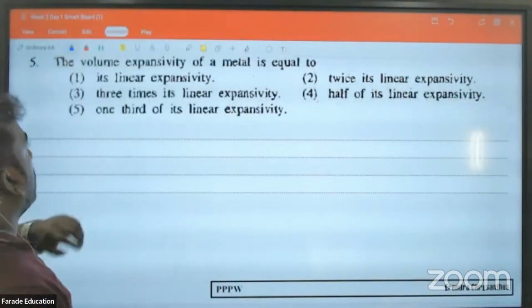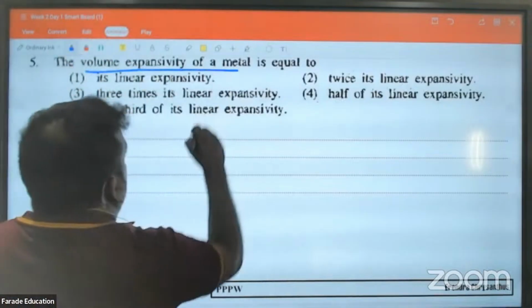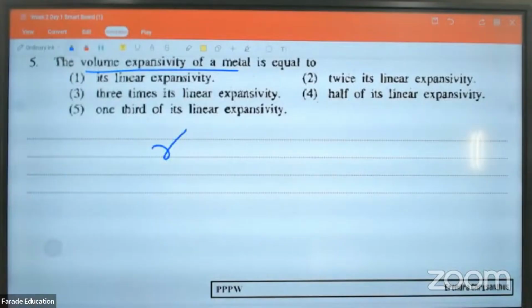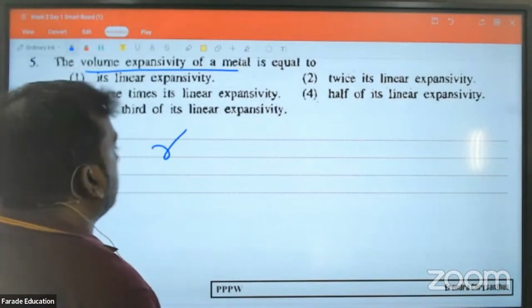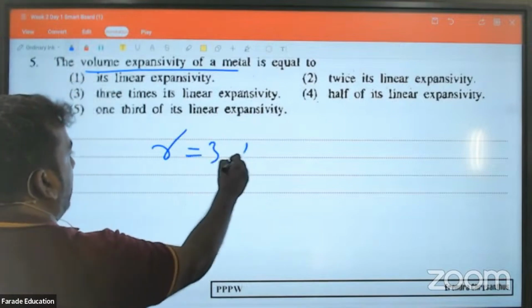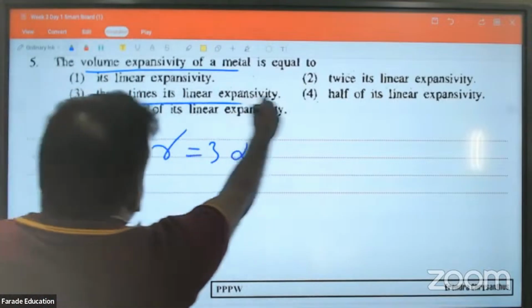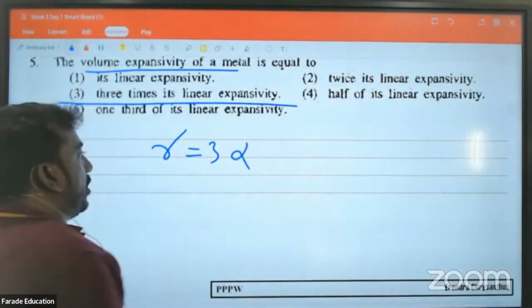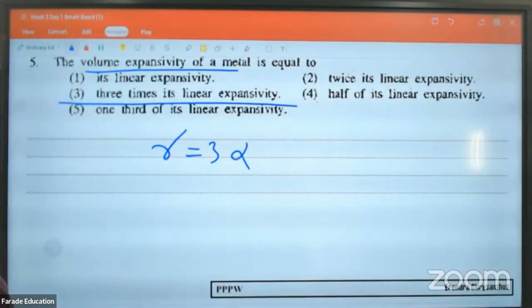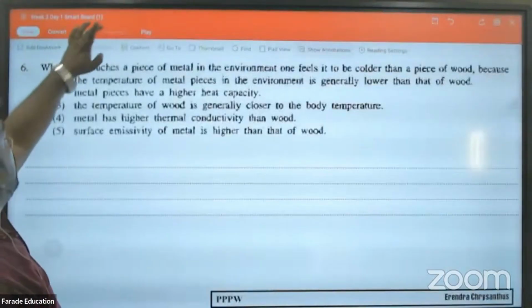Look at this carefully. Volume expansivity. What is volume expansivity? Gamma. The volume expansivity of a metal, what is gamma equal to? 3 alpha, 3 times its linear expansivity. I think the direct answer is there. The answer is answer 3. I think that's about it. So quickly we can move on. Clear? Next one.